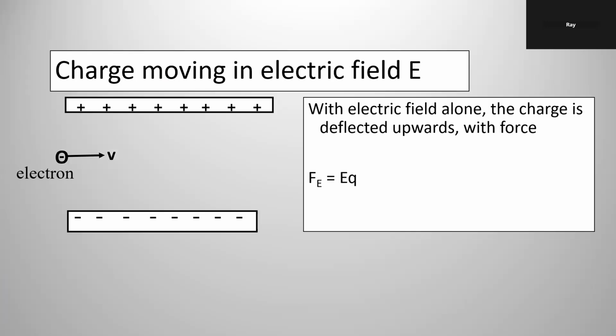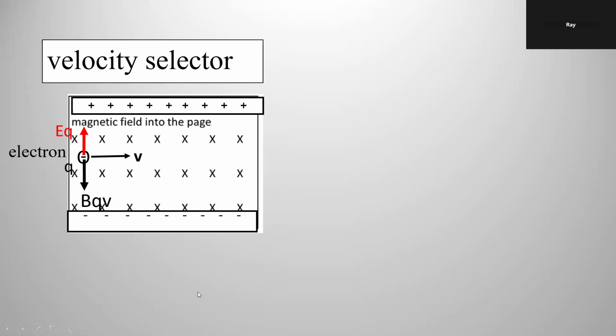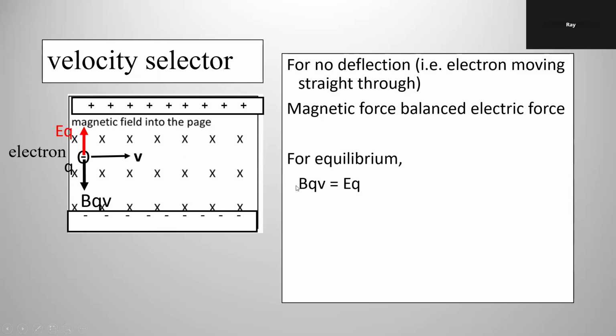With the electric field, the electron will be repelled by the negative plate or attracted to the positive plate, so there is the action of the electric force. With both fields on, there's the magnetic force and the electric force. For no deflection, the electron moves straight through, so the magnetic force balances the electric force. For equilibrium, magnetic force equals electric force. Q and Q cancel off, so we get v equals E over B.